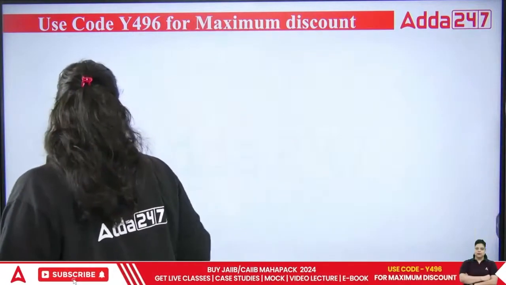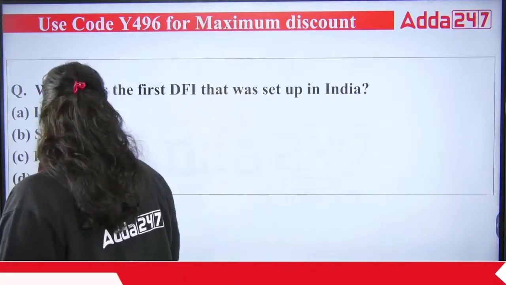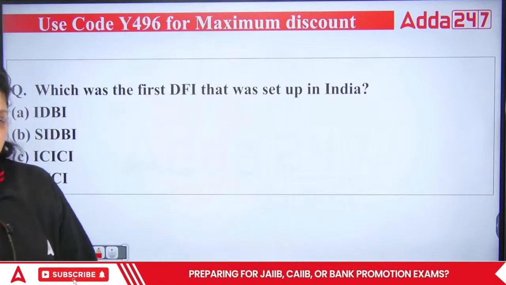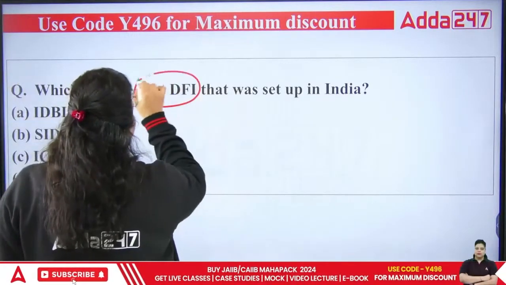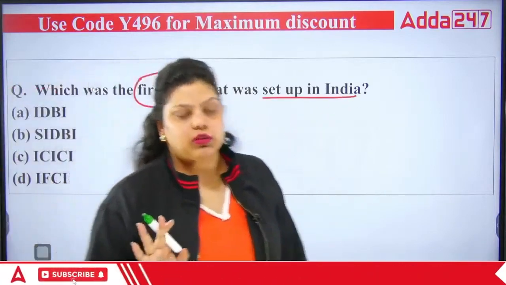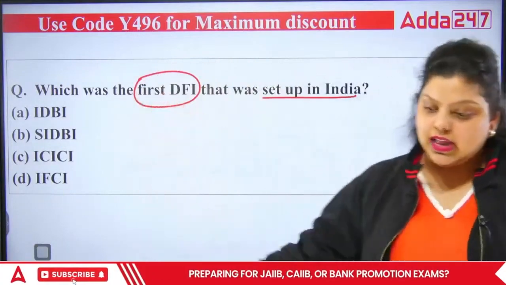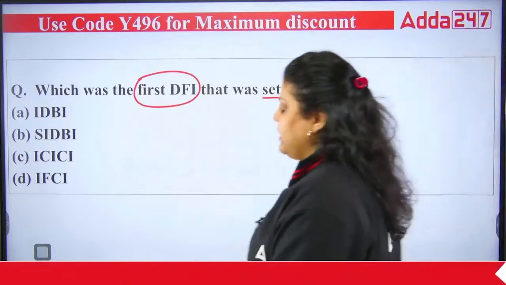Now let's move forward to the first question and be active in the session. Keep answering the question, and if you have any doubt, you can ask in the comment section always. Okay, first: which was the first development financial institution that was set up in India? I have just told you the answer to this question. First and latest, I have given you the name of both. So IDBI, SIDBI, ICICI and IFCI.